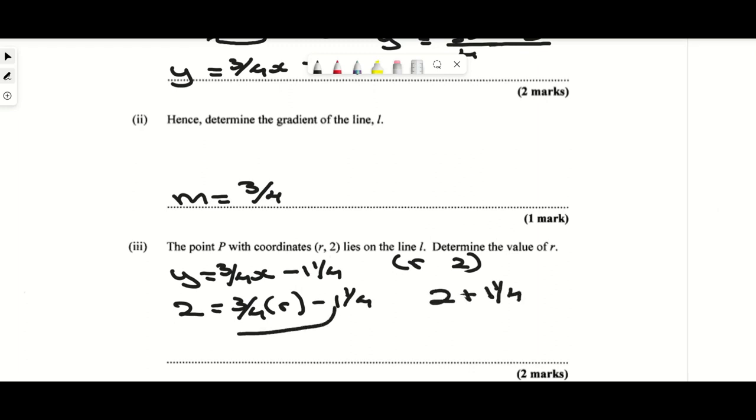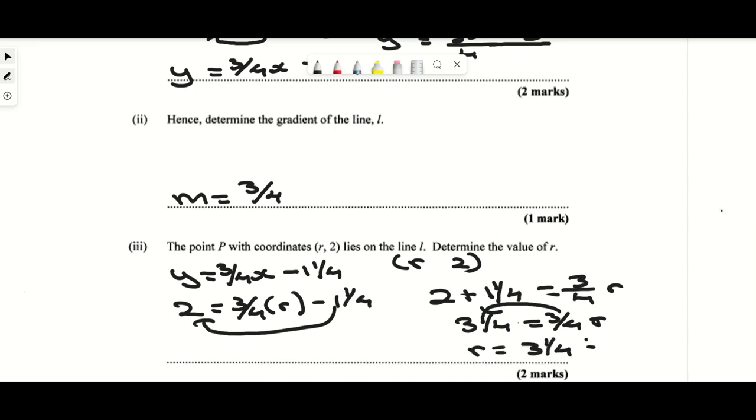So if we carry across minus 1 1/4, we make r the subject, right? It's going to turn to plus 1 1/4 is 3 over 4r. So 2 plus 1 1/4 is 3 1/4 is equals to 3 over 4r. We know the relationship between 3/4 and r is multiplication. So we're going to carry across that, multiply by 3 1/4, and it's going to turn to divide by 3 1/4. So r is equals to 3 1/4 divided by 3/4, and you use your calculator if you want to do it. 3 and 1 over 4 divided by 3 over 4.